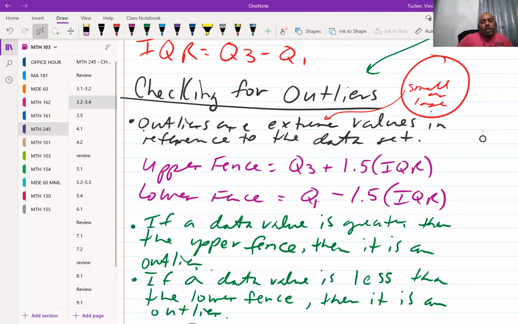All right, so in the green, if a data value is greater than the upper fence, then it is an outlier. If a data value is less than the lower fence, then it would be an outlier. So those are our fences. Instead of just looking at a data set and saying, oh, that value looks very, very large, or that value looks very, very small, this is actually setting a boundary and saying, okay, if something is greater than this, it's an outlier. Or if something is less than this number, then that's an outlier. That's what this upper fence and this lower fence do for us.